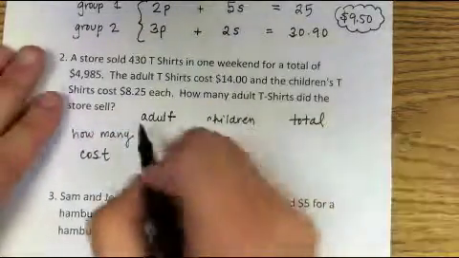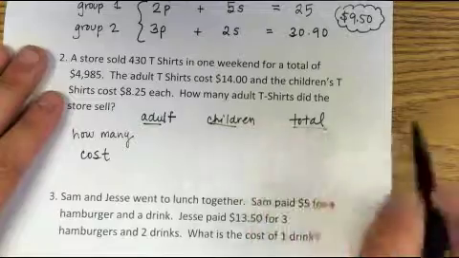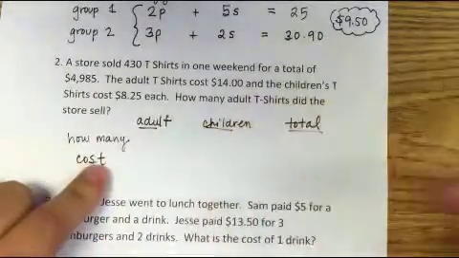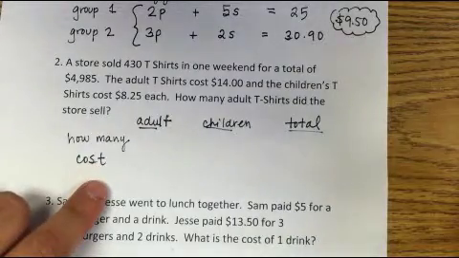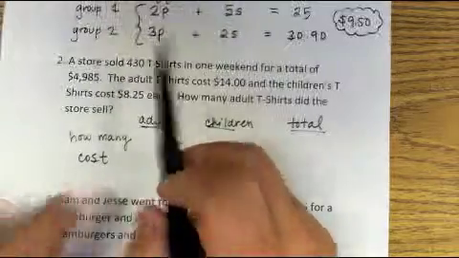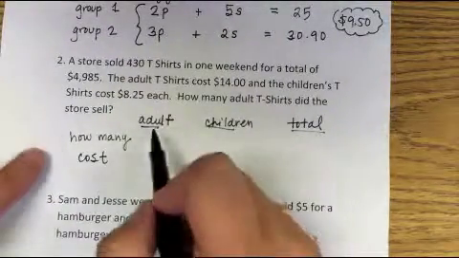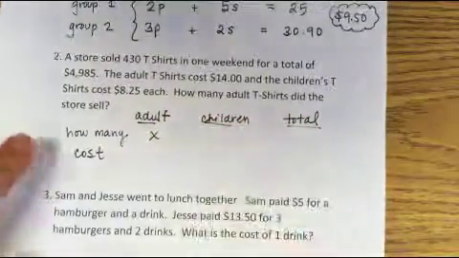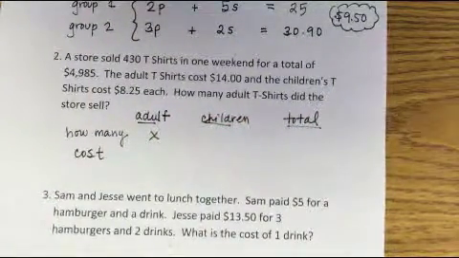Okay? And this is what makes this a little bit more challenging. Now, for adult, how many? Did they tell you how many adult t-shirts they sold? Don't say it's 430 now, because the store sold 430 t-shirts total. As far as adult t-shirts go, they don't tell you, so I'm going to label that X, because we don't have that amount there.